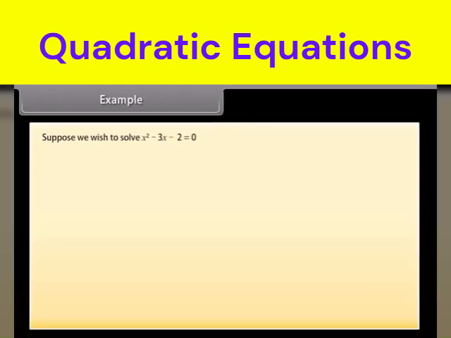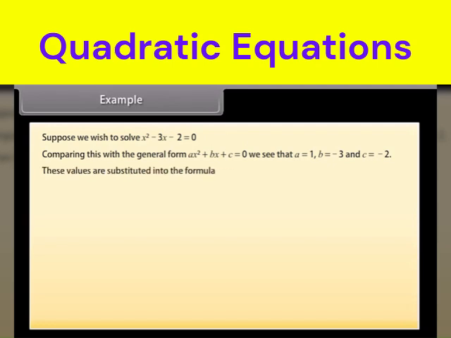Example. Suppose we wish to solve x² - 3x - 2 = 0. Comparing this with the general form ax² + bx + c = 0, we see that a is equal to 1, b is equal to -3, and c is equal to -2. These values are substituted into the formula.